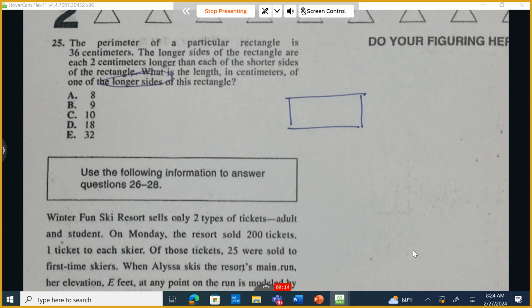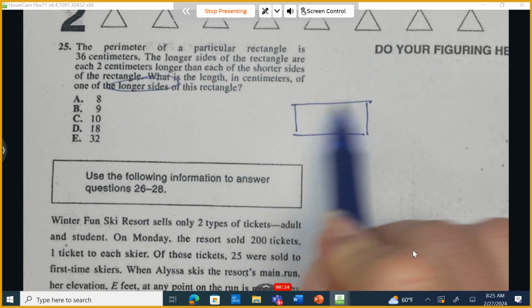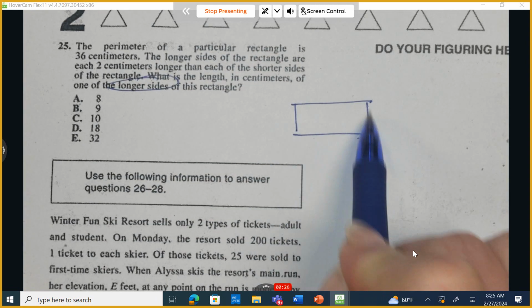Circle longer sides. We want to make sure that when we answer this, we're going to go back and make sure that we're providing a value that represents the longer of the 2 sides of this rectangle, of the 4 sides really. These 2 sides are going to be equivalent in length along with the 2 shorter sides.